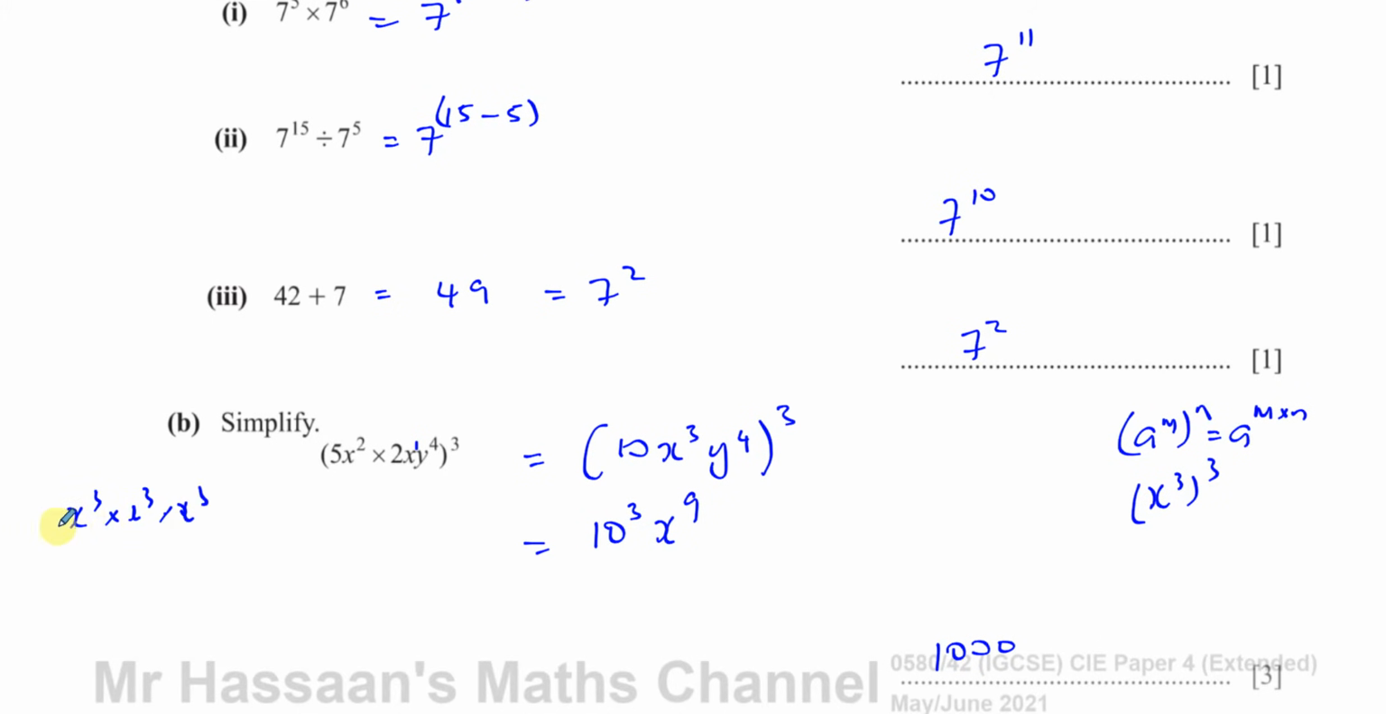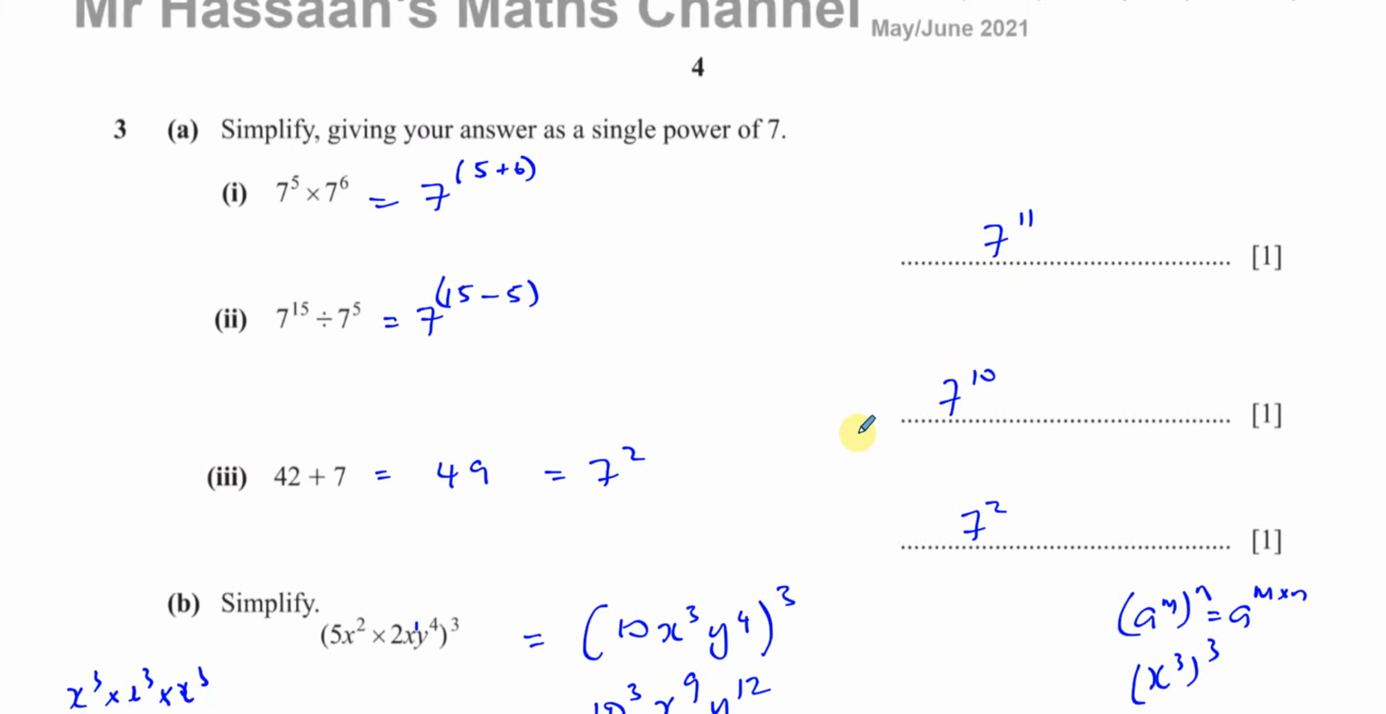That gives you 3 plus 3 plus 3, which is 9, which is the same as just multiplying the powers in the first place. You have y to the power of 4 raised to the power of 3. 4 times 3 is 12. That gives you 1,000 x to the power of 9 and y to the power of 12. You multiply the powers when you raise them to another power. Okay, so there's the answer to part B of question number 3.